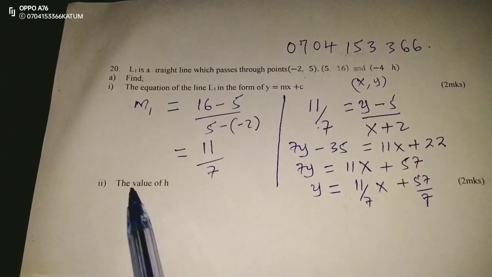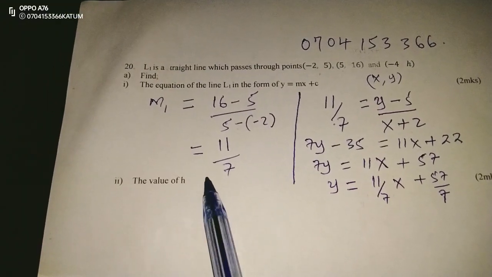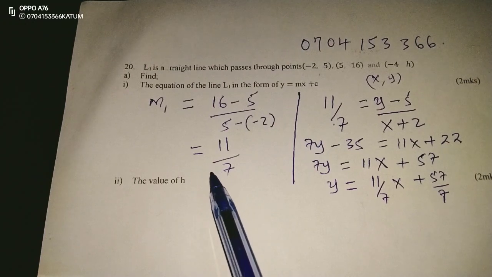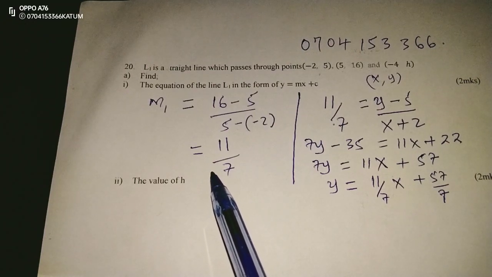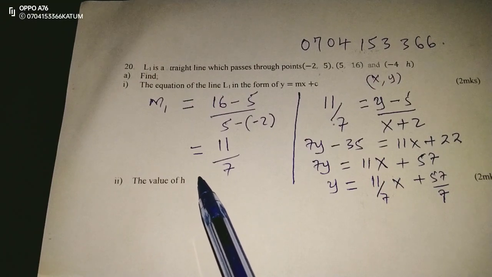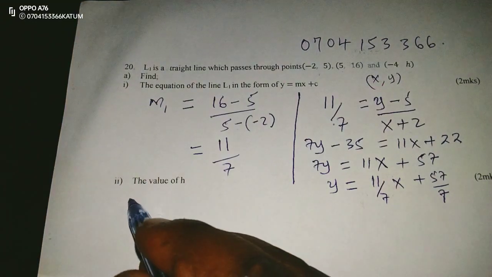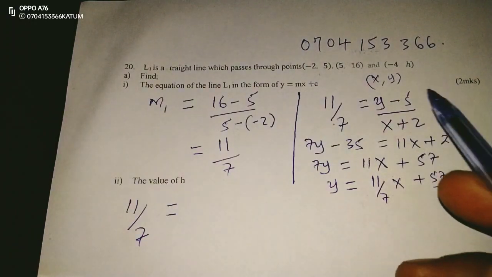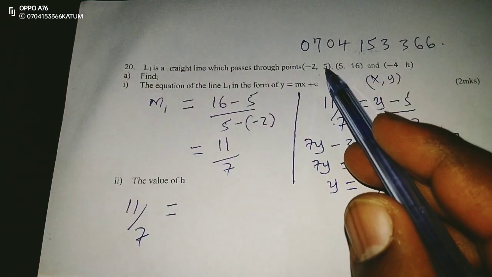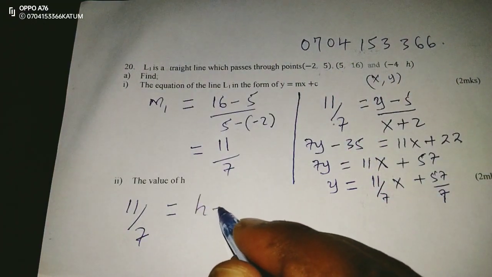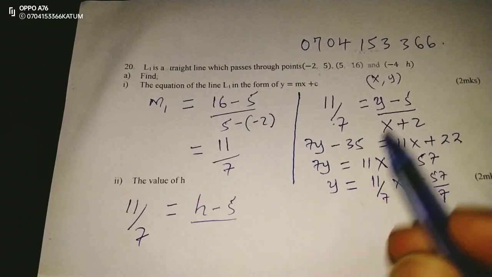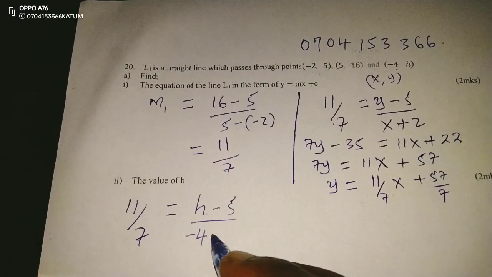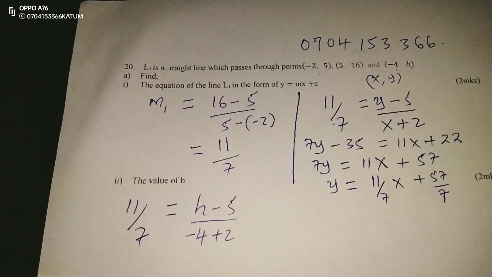Number 2, find the value of h. For us to get the value of h, we can just use the gradient. Because the gradient is known, using any points, as long as they are on the straight line, they would give us the same gradient. So 11 out of 7, the gradient, can still be obtained when we use h minus 5 divided by -4 minus -2, which makes it a plus 2.